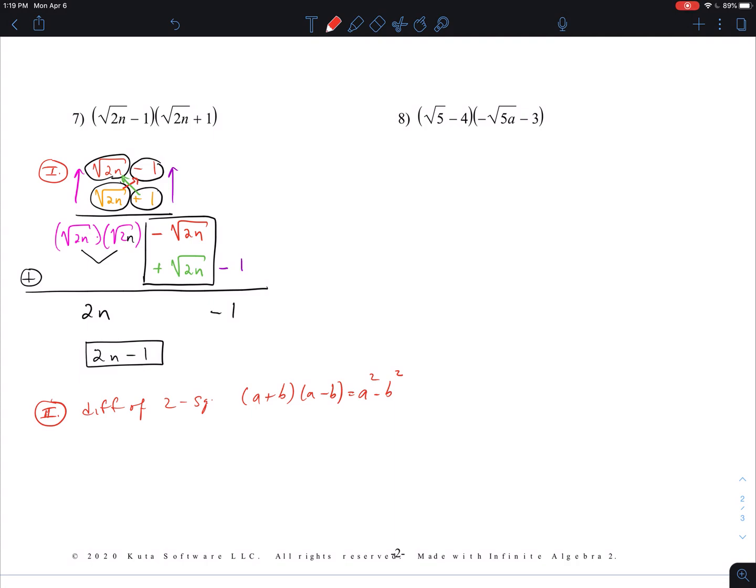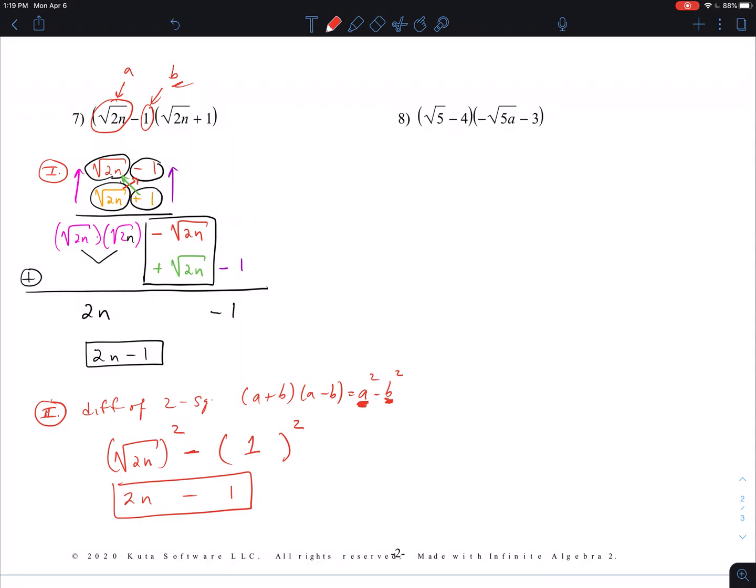So what's a? Well, let's just say this is a right here. So I'll leave that in red, and let's just say that this is b. Right? That's b. So now all I have to do is take the square root of 2n and square it, right? That's a. And then I have to subtract off something else squared, right? Well, what's that going to be? 1, right? Because that's b. So this becomes 2n minus 1, and that's our answer.